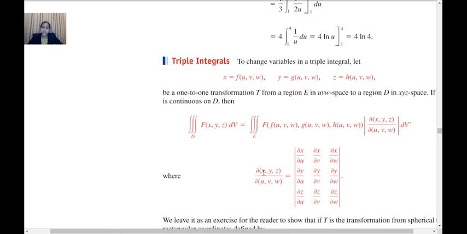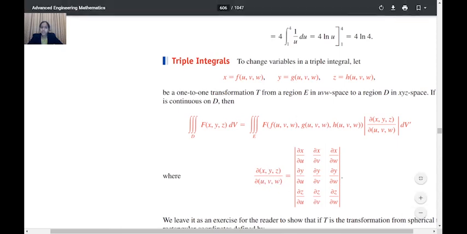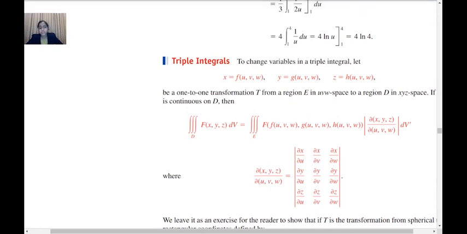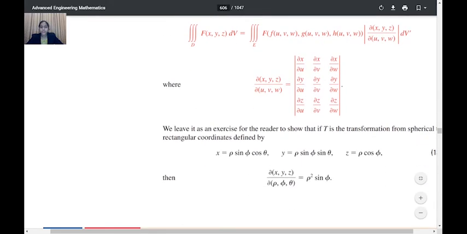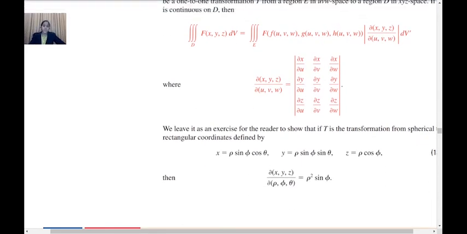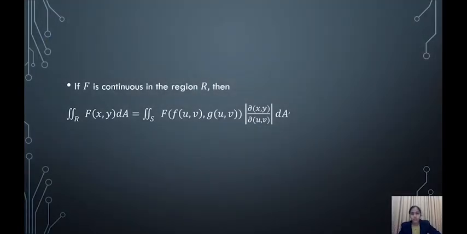Now what will be the Jacobian? The first row will be ∂x/∂u, ∂x/∂v, ∂x/∂w. The next row will be ∂y/∂u, ∂y/∂v, ∂y/∂w. And the third one ∂z/∂u, ∂z/∂v, and ∂z/∂w. You have to determine the determinant of this. So that is how we can evaluate the corresponding integral. We use the Jacobian, which we have learned, to evaluate the integral in a much easier manner once the image of the region has been determined successfully.